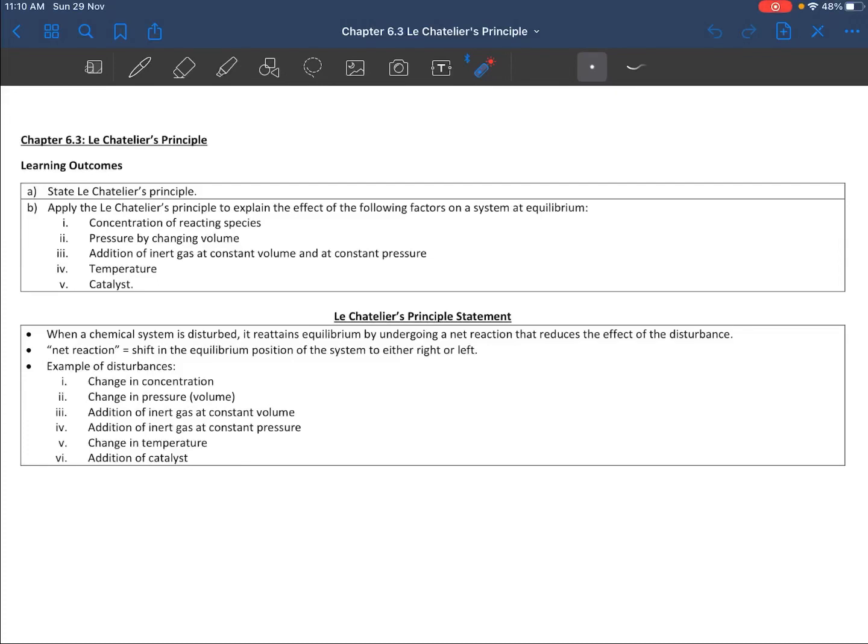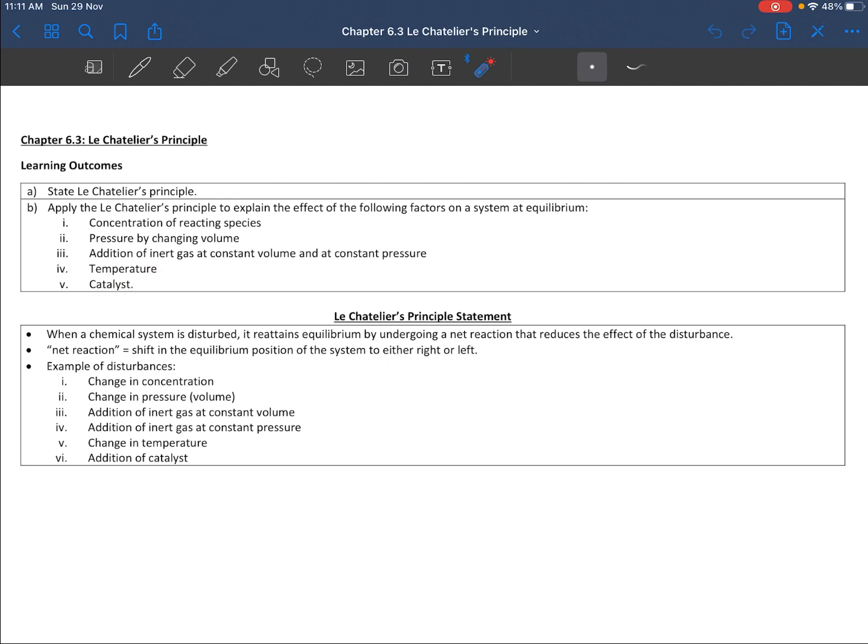So let us continue with chapter 6.3 Le Chatelier's Principle. Our learning outcome is that you should be able to state Le Chatelier's Principle and then apply it to explain the effect of the following factors on a system at equilibrium, such as concentration of reacting species, pressure by changing volume, addition of inert gas at constant volume and constant pressure, temperature and catalyst.